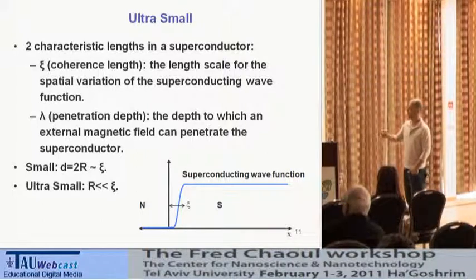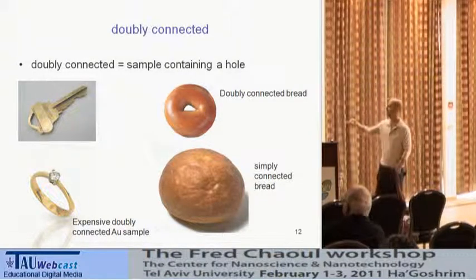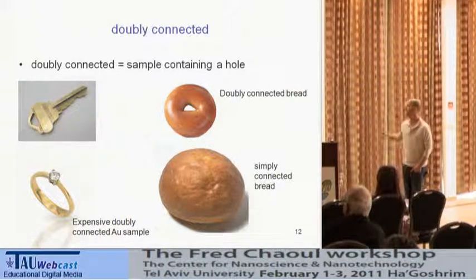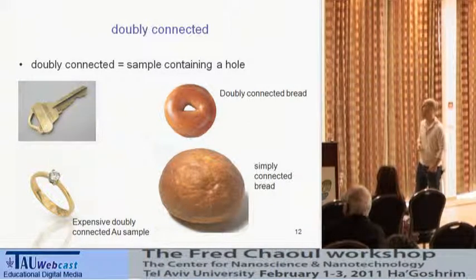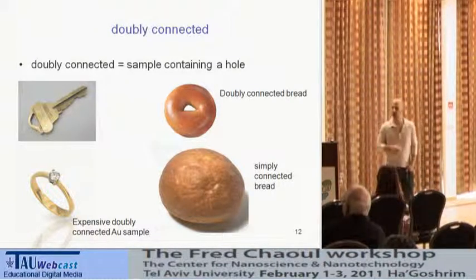And last but not least, what is doubly connected? A doubly connected sample is a sample that contains a hole. So most keys are doubly connected because they have a hole. A bagel is a doubly connected bread, in contrast to regular bread that you buy at the bakery. If you want to marry someone, well, you should probably buy her an expensive doubly connected gold sample.